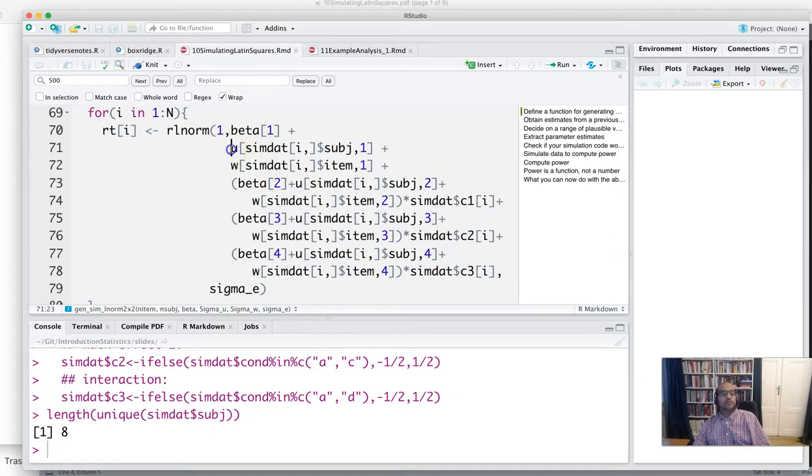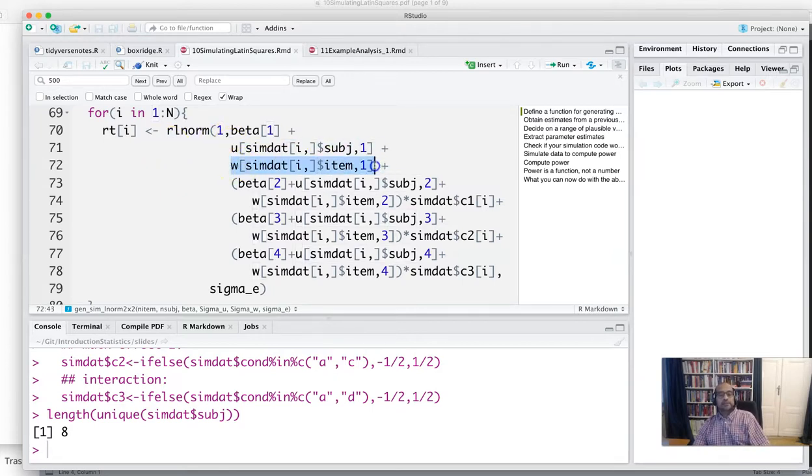So what I'm doing here is I'm looking up the subject ID in the ith row of the SIMDAT data frame. So the subject ID in the first row will be subject 1. Okay, so I look up subject 1 and then look up the first column in the U matrix. That's the intercept adjustment by subjects, right? So I put that intercept adjustment here.